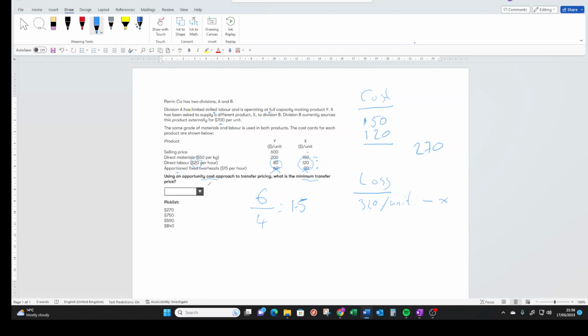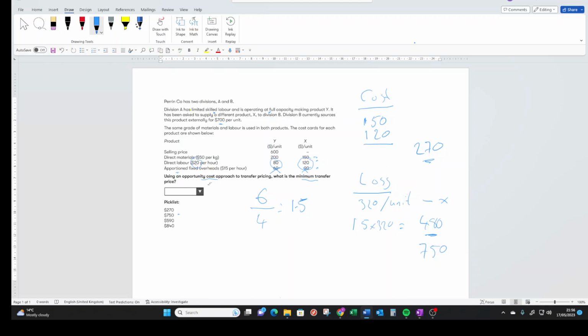So what we need to do is go, well, if we make a unit of X, we cannot make 1.5 units of Y. So we take the 320 multiplied by the 1.5, and that gives us 480. So now we've got our two prices. We've got the cost of making X, we've got the loss of contribution from not making 1.5 units of Y, and we add those together and the total is 750, and you see that's answer B here.